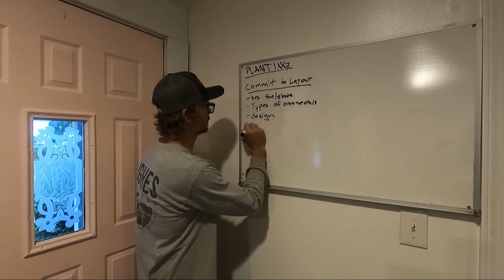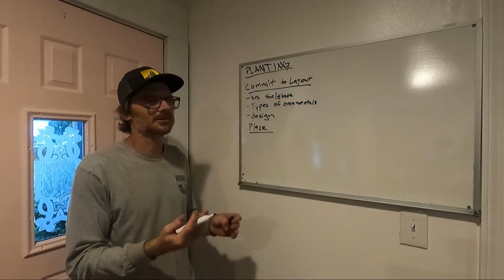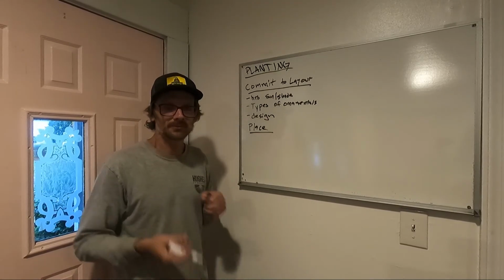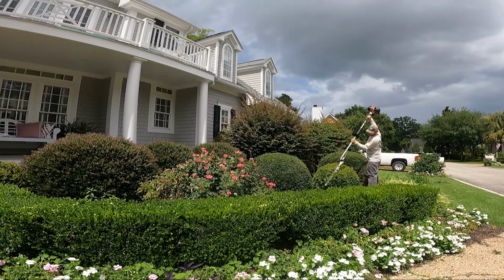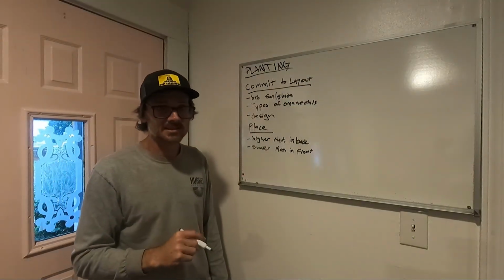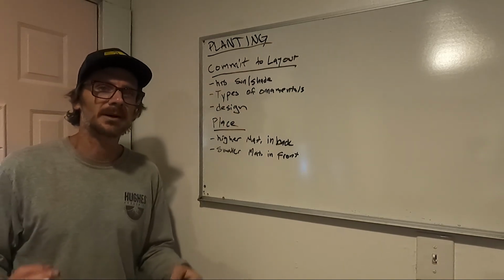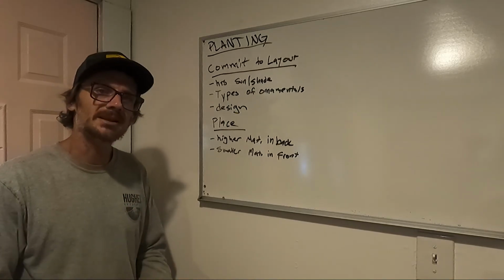Then you're going to want to place your bed. And so we're going to do a completely separate video on design, but the rule of thumb when designing a bed is you want your higher material to be in the back, and then obviously smaller in front. And one thing when thinking about that is you want to be judging the taller material and the shorter material by finished growth heights, not by the size that they are going to be in the container.